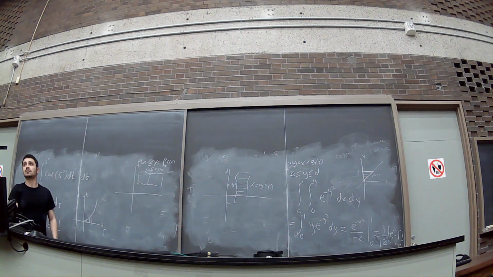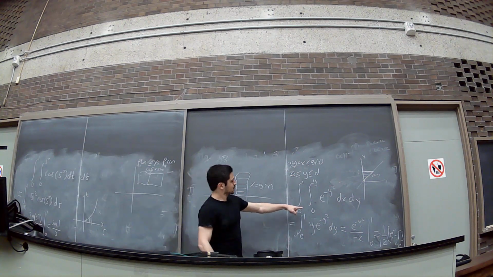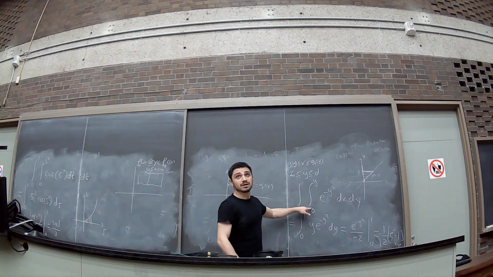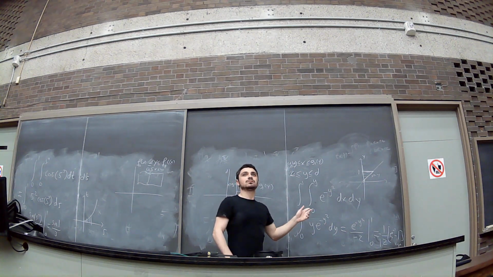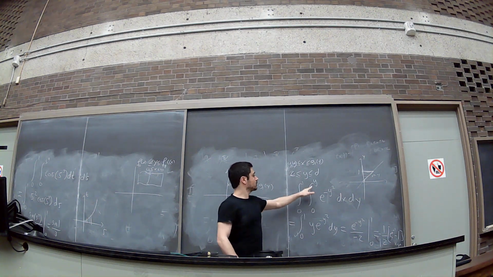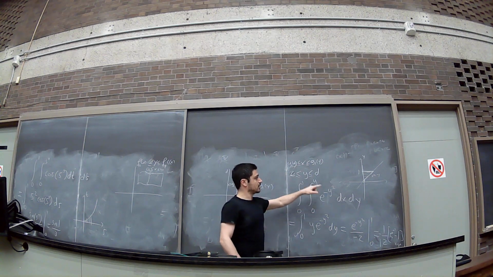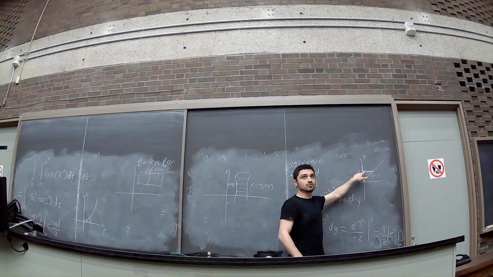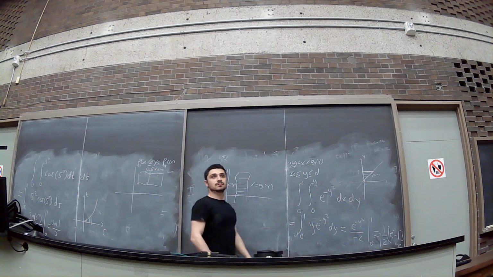Yes, sir. What are you drawing? I'm drawing this region. And where is the function? I'm just sketching it, just for you to see. You don't need to sketch it, we don't draw the exponential. No, I'm drawing the region, not the function. X is from 0 to y, and y is from 0 to 1. That's my region. Right?